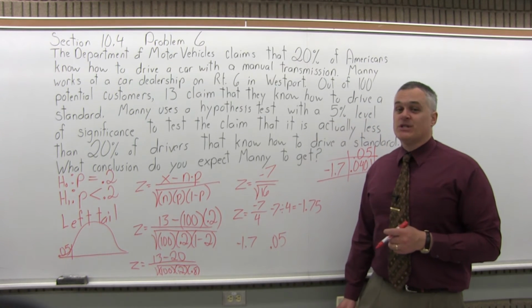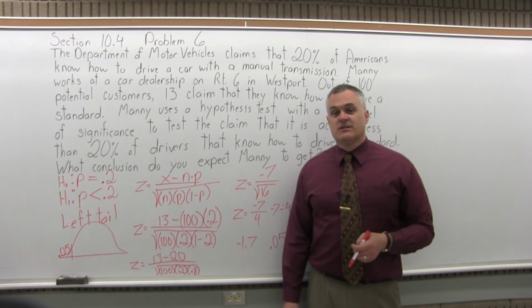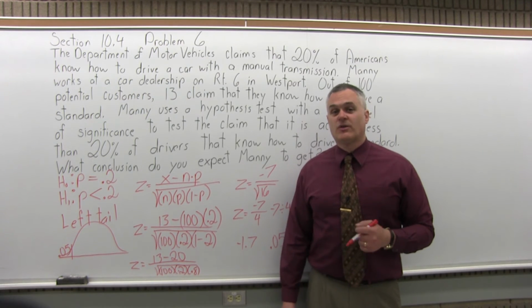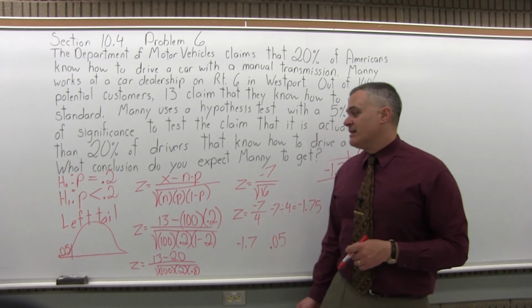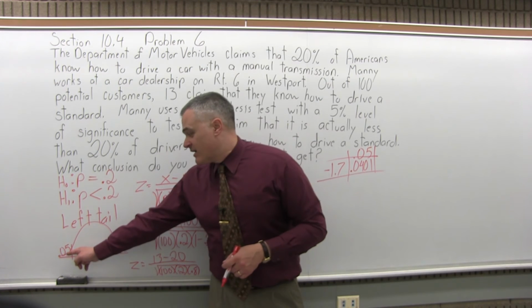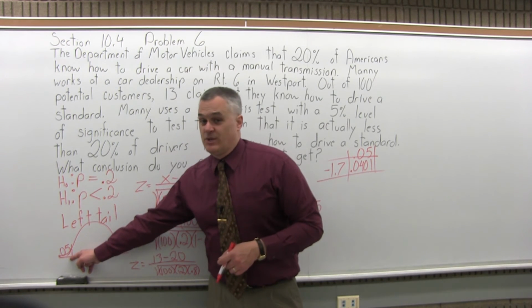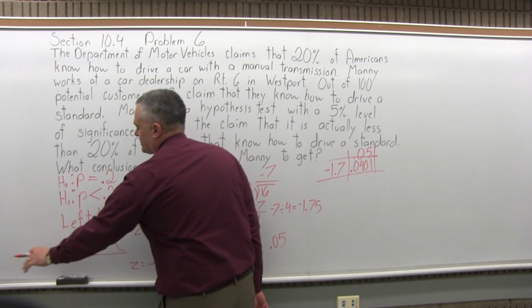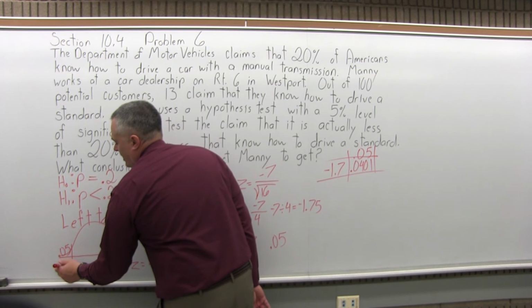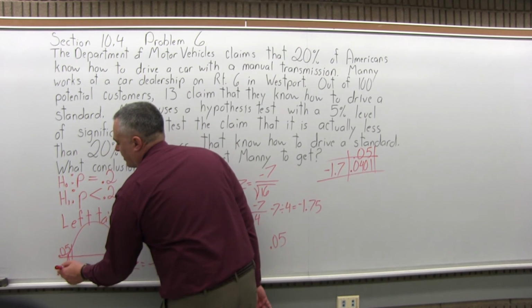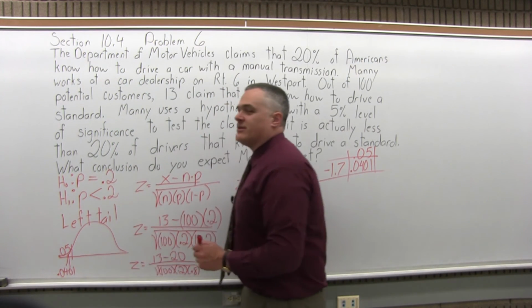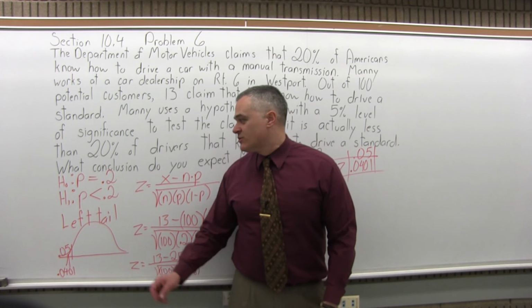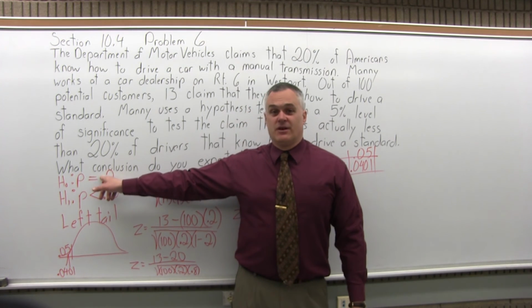So now the question is, what's our conclusion? That's the final step, step 6. Do we reject the null or fail to reject the null? It depends on whether or not we went into the critical region, and we did. The critical region is the leftmost 0.05. Well, we got 0.0401, so we are in the critical region. That means our conclusion will be to reject the null hypothesis.